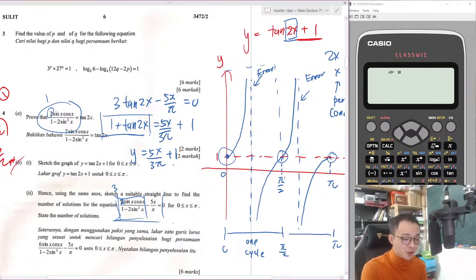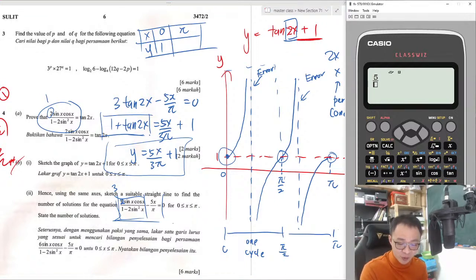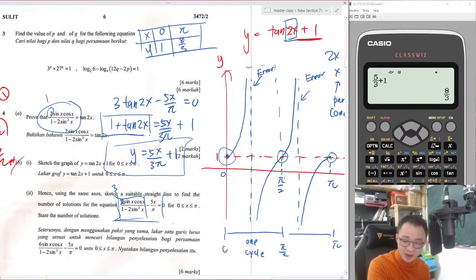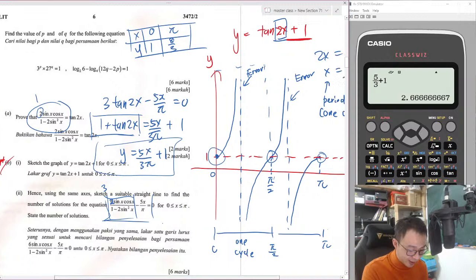Alright, then what I want to do next is I need to draw a table for it. I need 2 coordinates only, so normally I will insert the first coordinate and last coordinate, which is pi in this case. So when x equals 0, sub 0 into this equation here, you will get 1. Sub the pi into here, you will get 5 over 3 plus 1, which is 8 over 3. 8 over 3 is about 2.667.